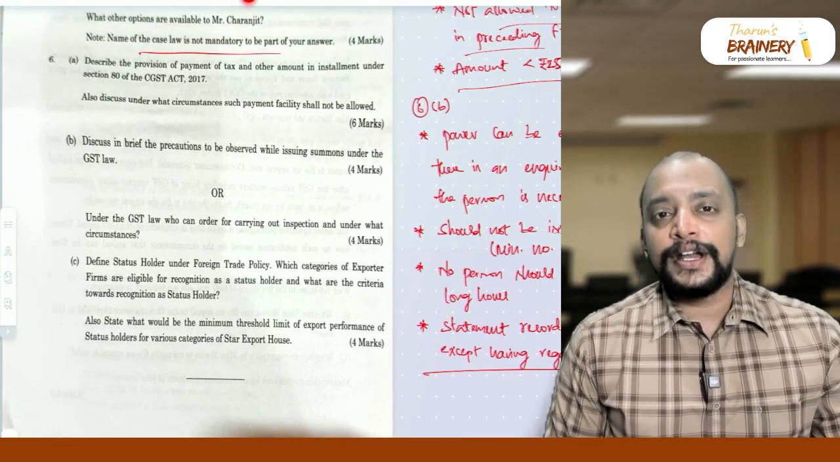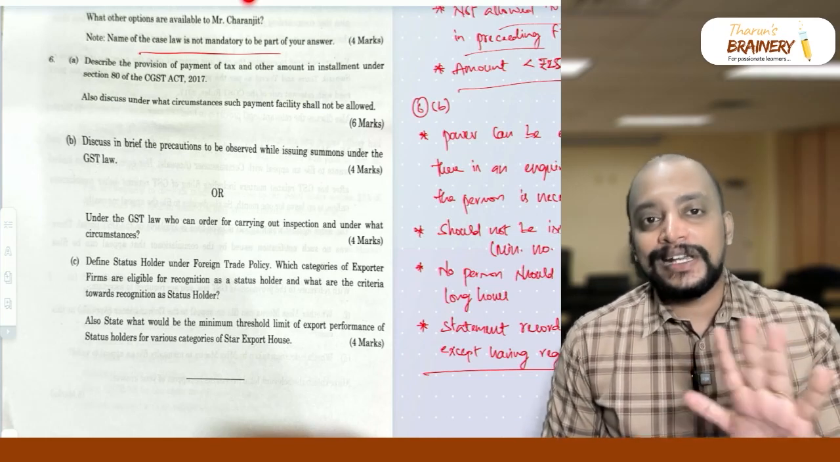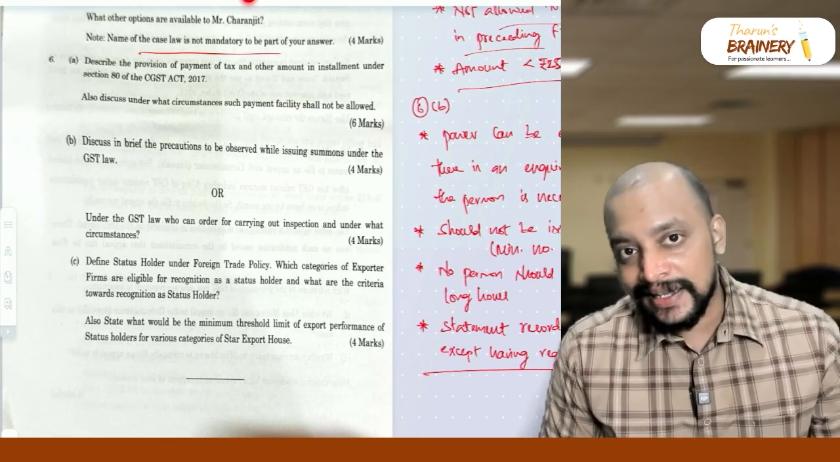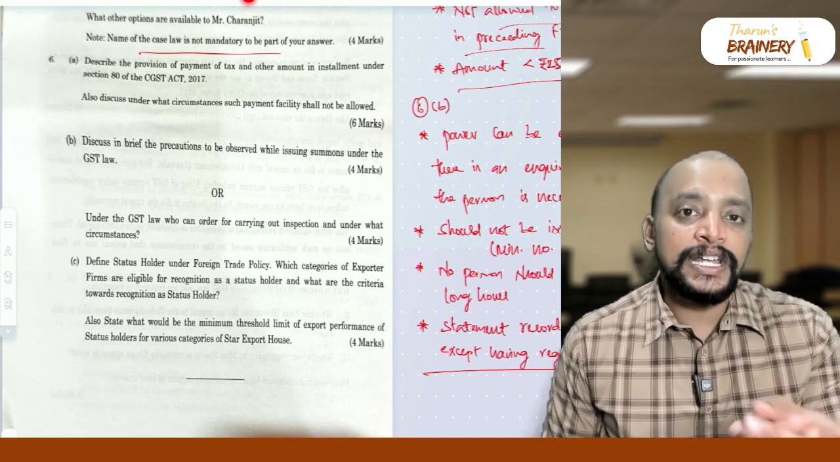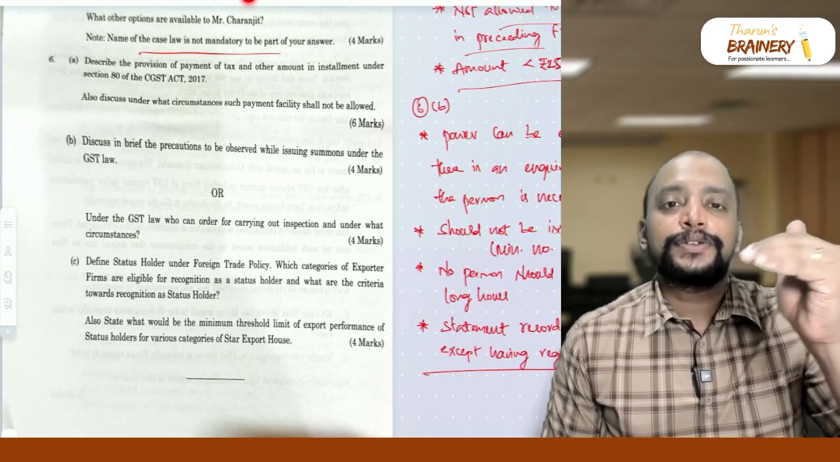Then C question is related to status holder, and in MIT 50 I told you the status holder concept can be tested in exam. So I have given either RODTEP or status holder could be tested. So status holders they have asked, so we need to write that limits.